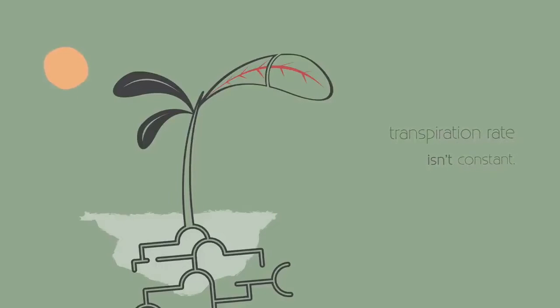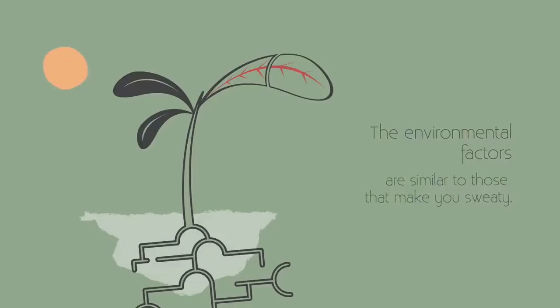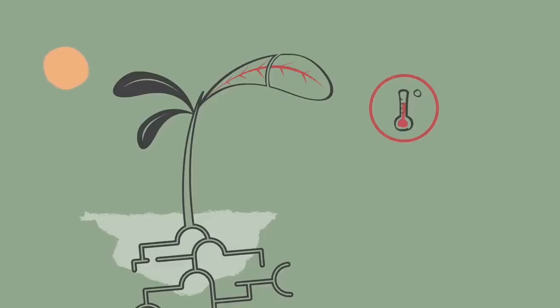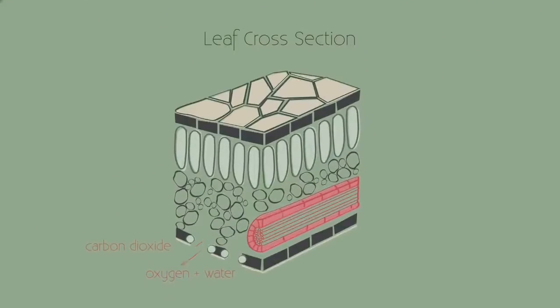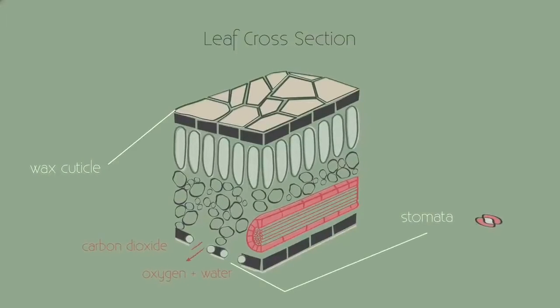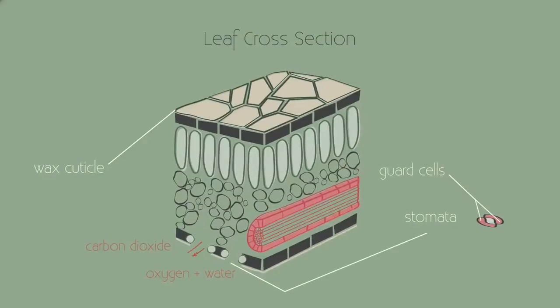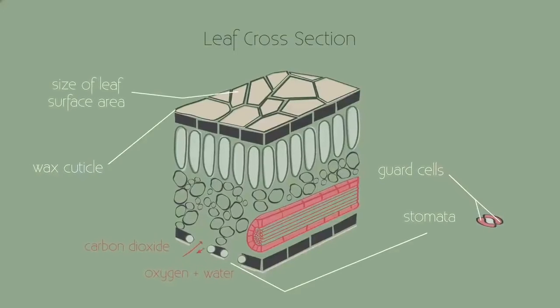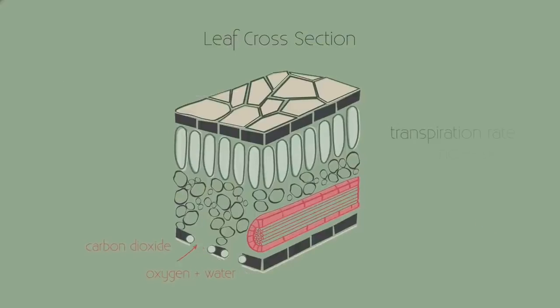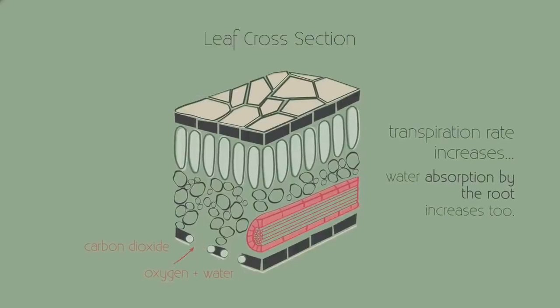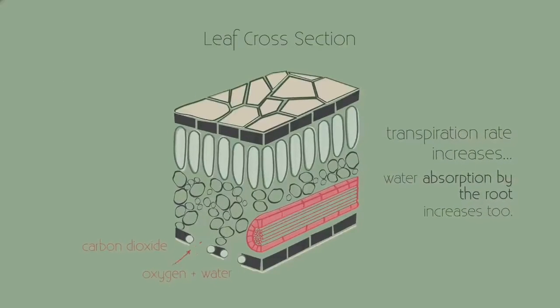There are many different factors that affect it. The environmental factors are similar to those that make you sweaty: the temperature, the humidity, but also wind and light intensity. Then there are also physical factors, like does it have a waxy cuticle? How many stomata does it have? The nature of the guard cells, how large is the leaf surface area, and if the leaf is folded or flat. If the rate of transpiration increases, then the rate of water absorption by the roots needs to increase too.